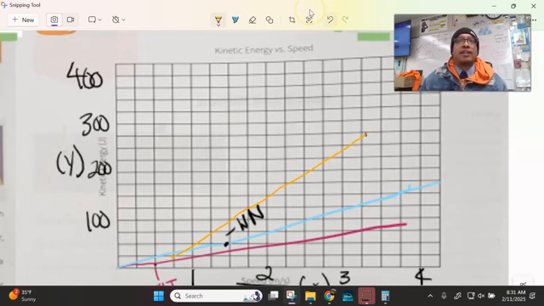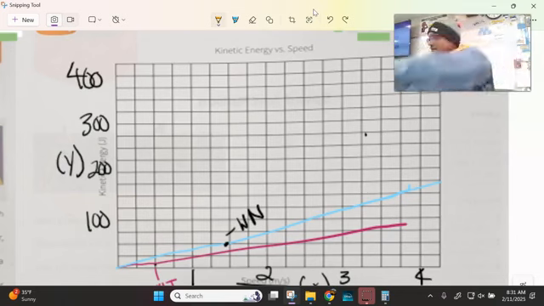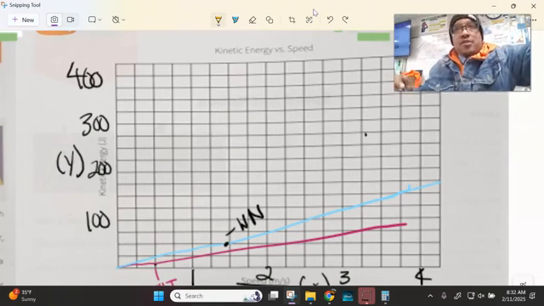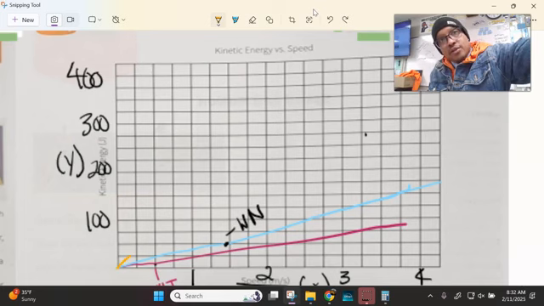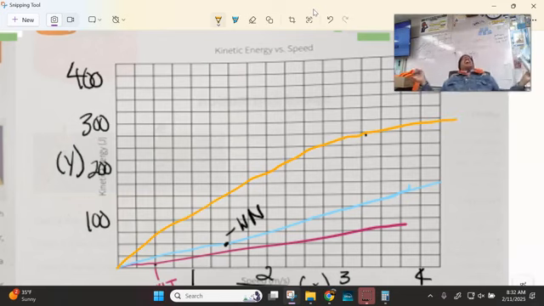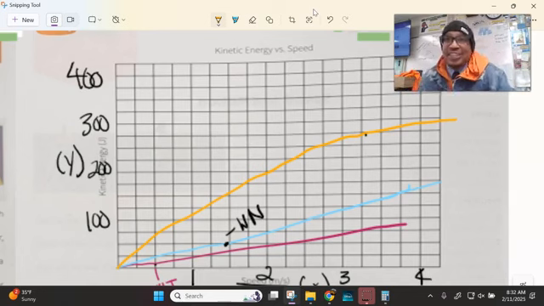Okay, that didn't work out that good. Let me see if I can get something that will help me. You guys can't see that, but that's okay. Yeah, I think this will help me. Your line should be straighter than mine, but you get the idea of what is supposed to be going on, okay? I tried.